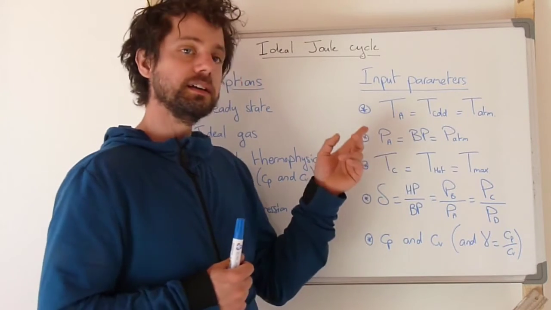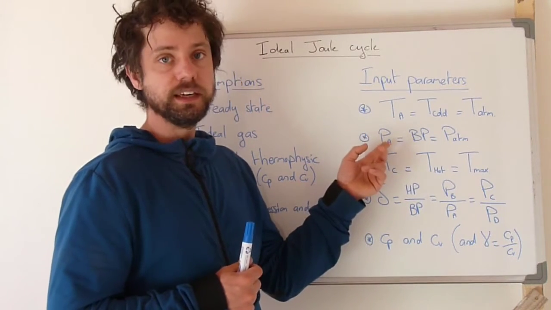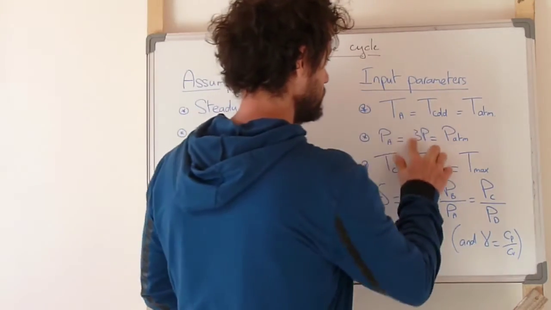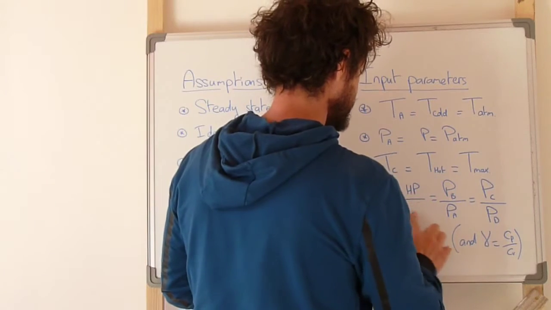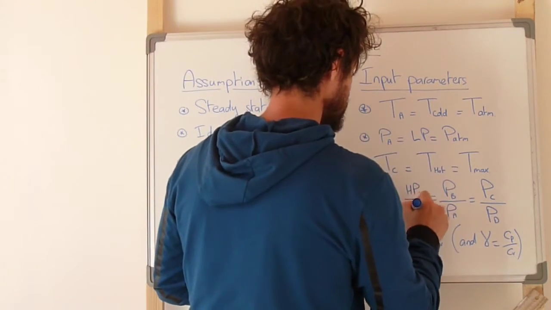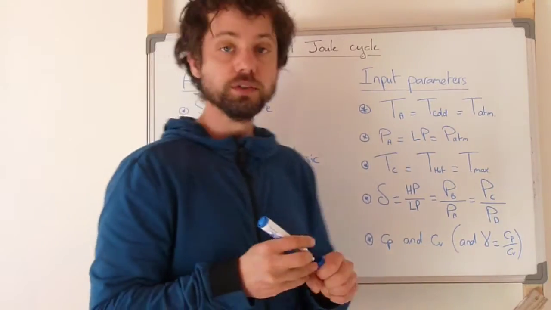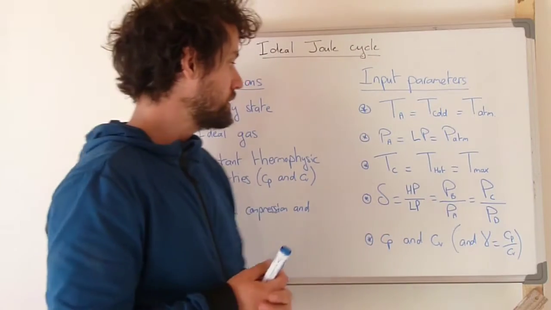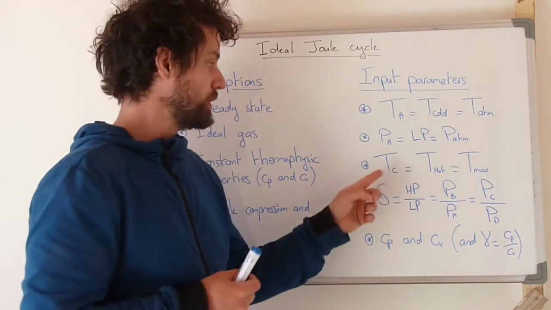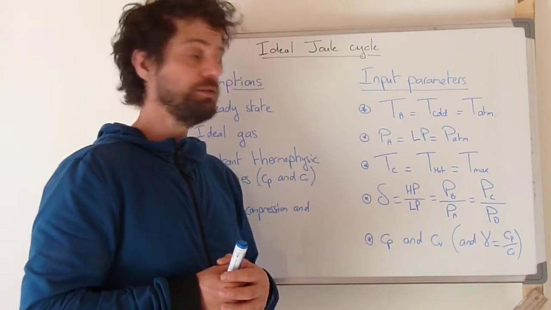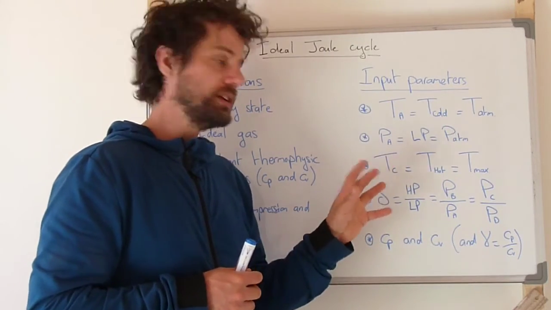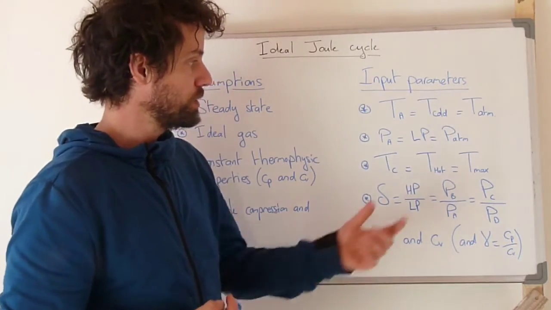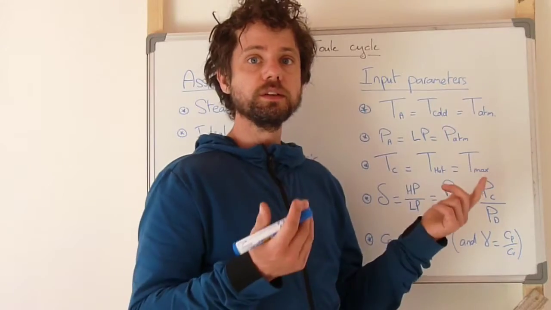Then similarly for the pressure of point A, which corresponds to the low pressure, low pressure in English, not like in French. The low pressure corresponds also to the atmospheric pressure, around 1 bar. So then what do we know? We usually know the temperature of point C, as we have seen before. That's the maximum temperature we have in the cycle, or it can be considered as the temperature of the hot source of the system.